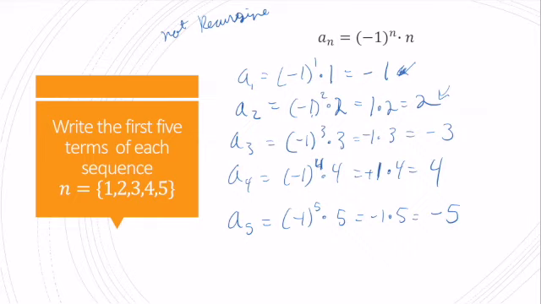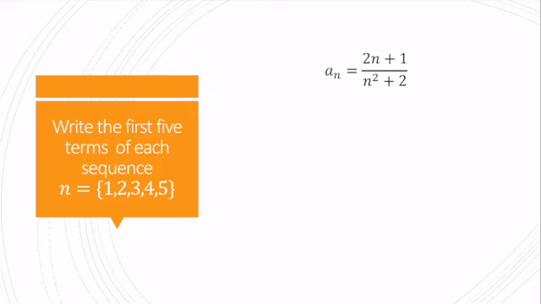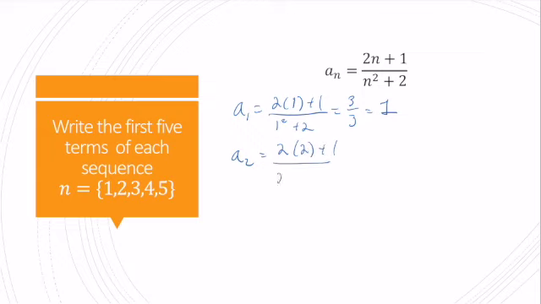Let's go ahead and take a look at one more example. So I have a sub n equals 2 times n plus 1 over n squared plus 2. So I'm going to be plugging in my values of n. I have 2 times 1 plus 1 over 1 squared plus 2. That's going to give me 3 over 3, which is 1. If I have a sub 2, that's going to give me 2 times 2 plus 1 over 2 squared plus 2. So I get 5/6.